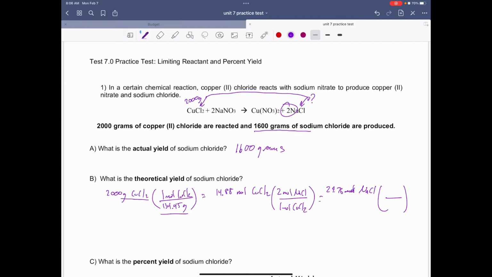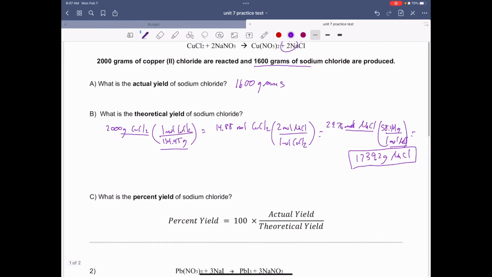Sodium is 22.99, chloride is 35.45. That's 58.44. So 58.44 grams for 1 mole of NaCl. How did I know that it was set up like this? Well, you have moles there, so you got to have moles in the bottom. So 29.76 times 58.44, 1,739.2. 1,739.2 grams rounded. Okay, that is how much we should have gotten.